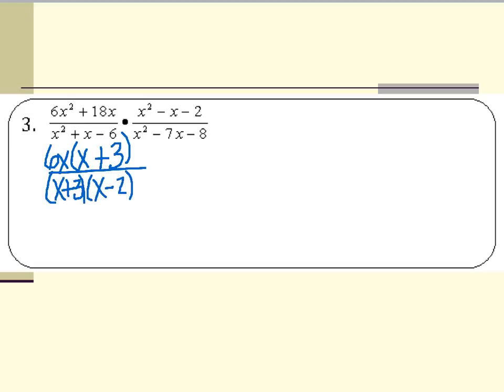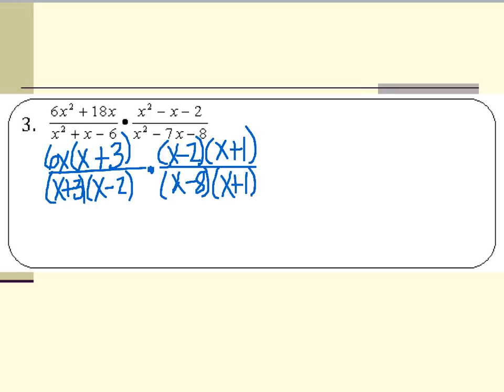Times, let's factor the top and bottom of the second one. What can I multiply to get negative 2 that adds up to negative 1? Well, that would be negative 2 times positive 1. So I've got x minus 2 times x plus 1. On the bottom here, what can I multiply to get negative 8 that adds up to negative 7? Well, that would be a negative 8 and a positive 1. So I'm left with x minus 8 times x plus 1. We're going to combine these since it's multiplying. I can just put them all together.